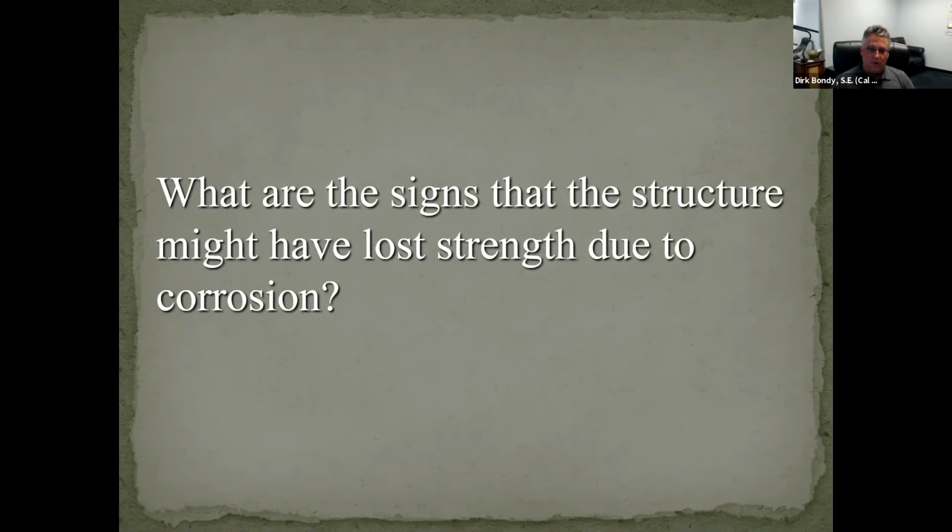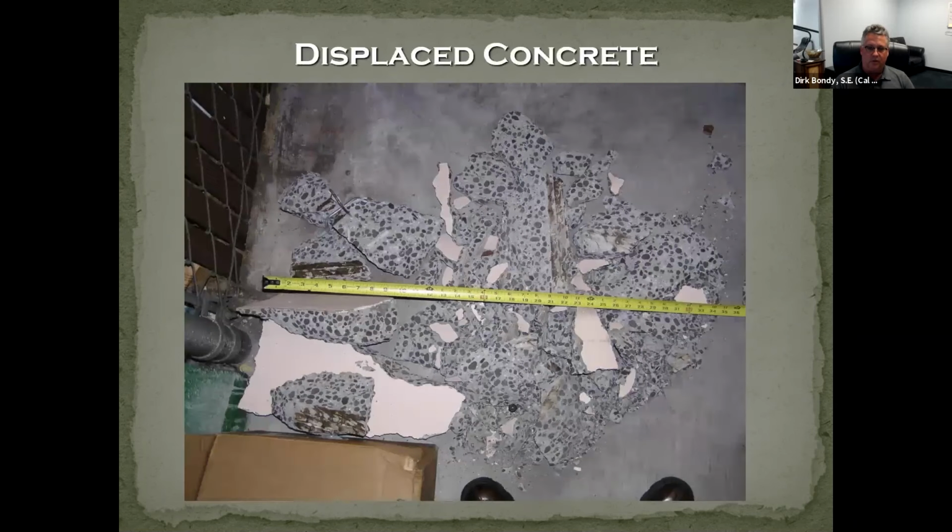So first, if we're talking about corrosion, what are the signs that you've lost strength due to corrosion? Well, concrete is a wonderful material in that it expresses itself well. It communicates to you. If you will listen to the concrete, it will talk to you. Unlike my wife, which I have difficulty sometimes communicating with, concrete will tell you exactly what's happening. This particular concrete said, I am suffering, and it shed a large chunk of concrete.